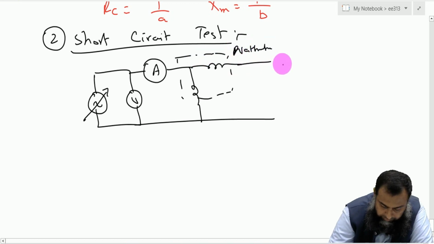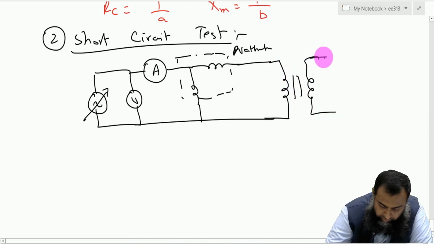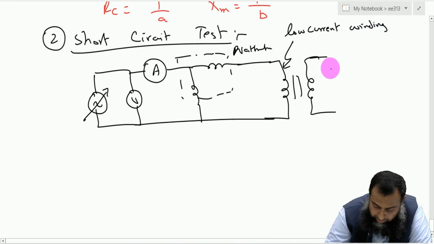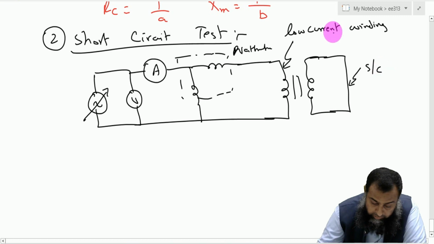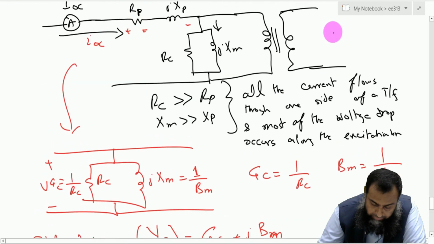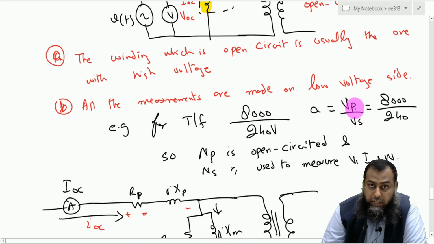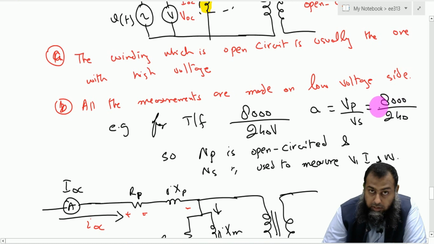Then we have a winding here, and this winding is usually the low current winding, right? And we have a short circuit here. This is the short circuit. So in this previous example, for a 20 kVA set, if this VP is 8000, then it has low current, and therefore the test will be performed on the primary side if we consider this particular example of 8000 over 240.